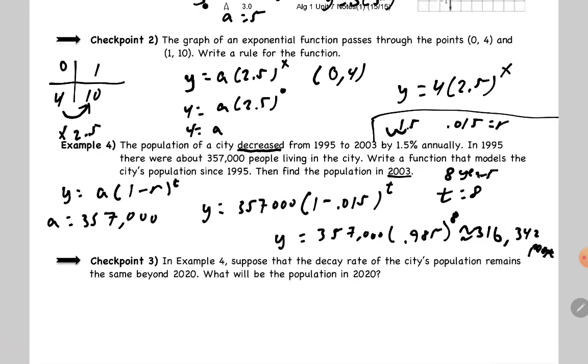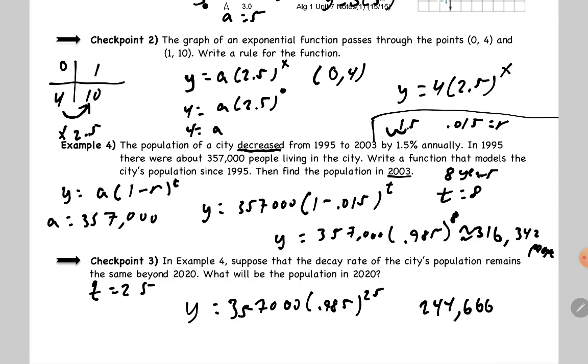In example 4, suppose that the decay rate of the city's population remains the same beyond 2003. What will the population be in 2020? So t would now be 25. We would just use the same formula, y equals 357,000 times 0.985 to the 25th. So the population would have been, if the decay rate stayed the same, 244,666.